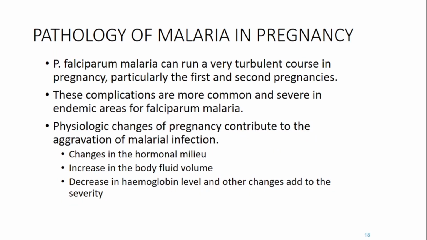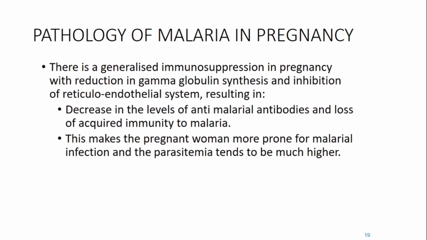Then, the pathology of malaria in pregnancy. As discussed, malaria can run a very turbulent course in pregnancy, especially in the first and second pregnancies, and from the third pregnancy onward, this effect is reduced. Some of the associated changes include changes in the hormonal milieu of a pregnant woman, an increase in bodily fluids, and a decrease in hemoglobin level due to the physiological dilutional anemia of pregnancy. This may also be complicated by malaria infection, which could further worsen anemia in these pregnant women.